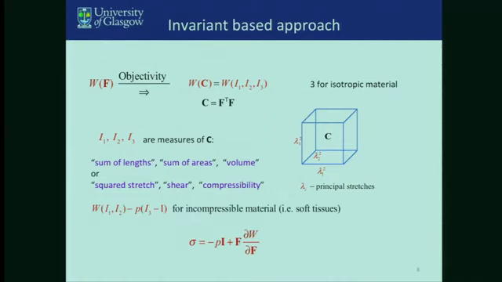And if you have an incompressible material, which is often the case for soft tissue, then I3 is always 1 because you don't have a volume change. So you introduce a Lagrange multiplier, and then you're only left with I1, I2. So it's still 3 variables. And the Cauchy stress can now be derived if you have a W.